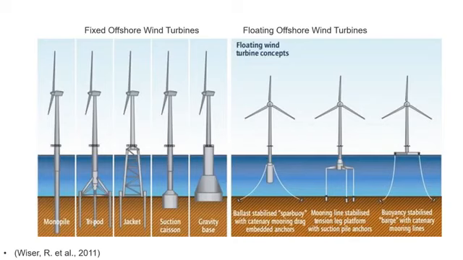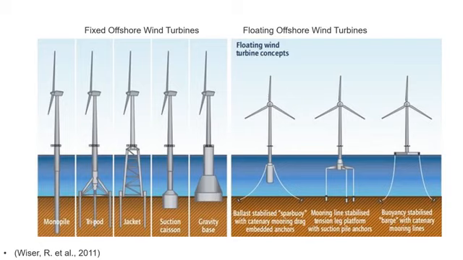The offshore wind turbines have two categories, namely fixed offshore wind turbines, which have a variety of designs already in usage. These are monopile base, tripod base, jacket base, suction caisson base, and gravity base.